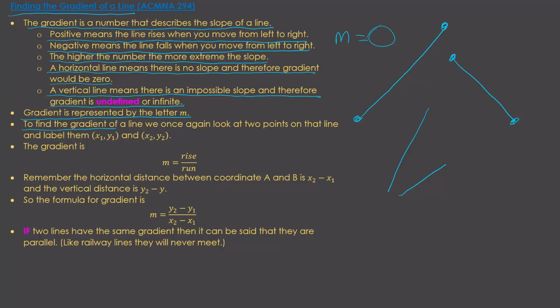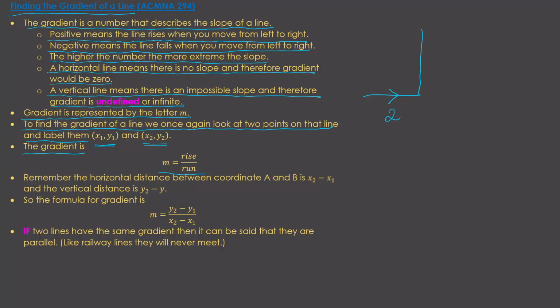To find the gradient of a line, we once again look at 2 points on that line and label them as x1, y1 and x2, y2. Gradient is always given by rise divided by run. So let's think about that. What we mean by rise is how far up or down it goes, and run means how far it goes across to the right.